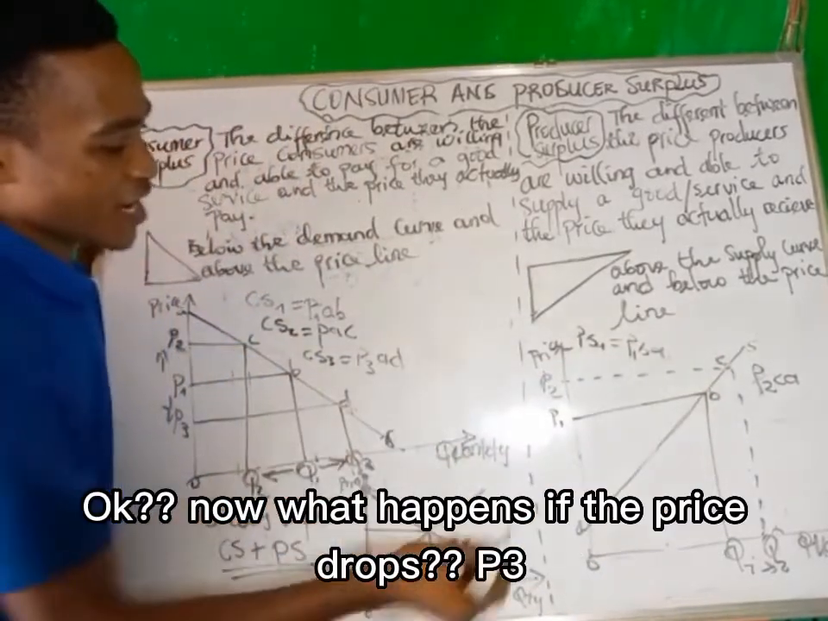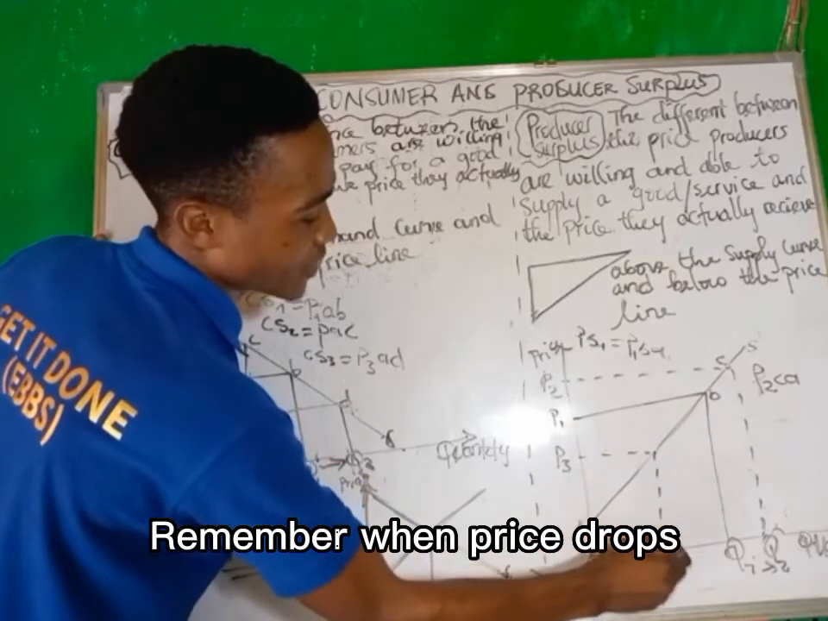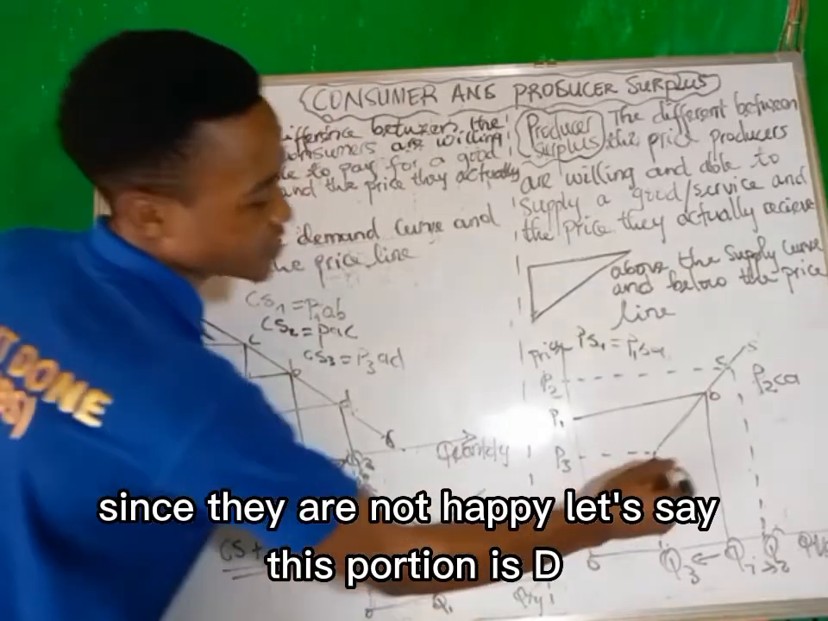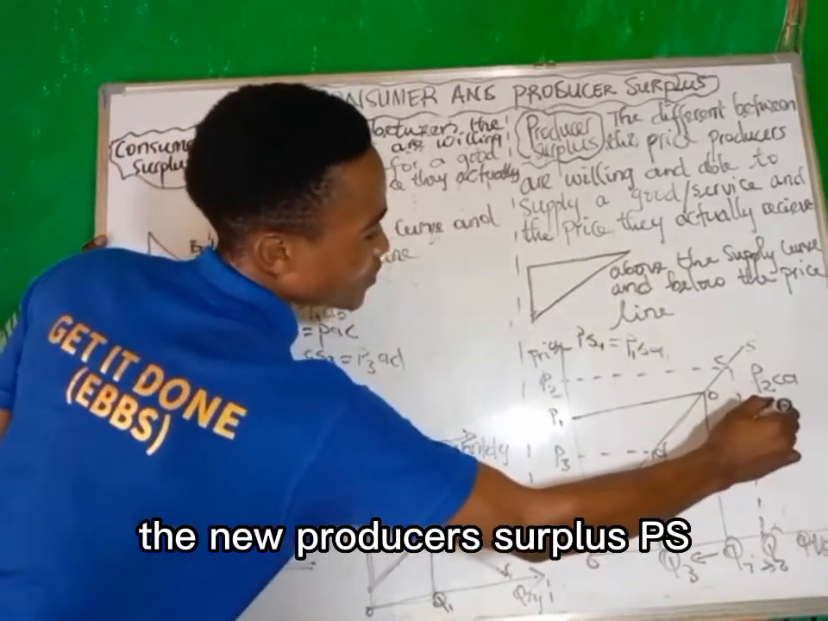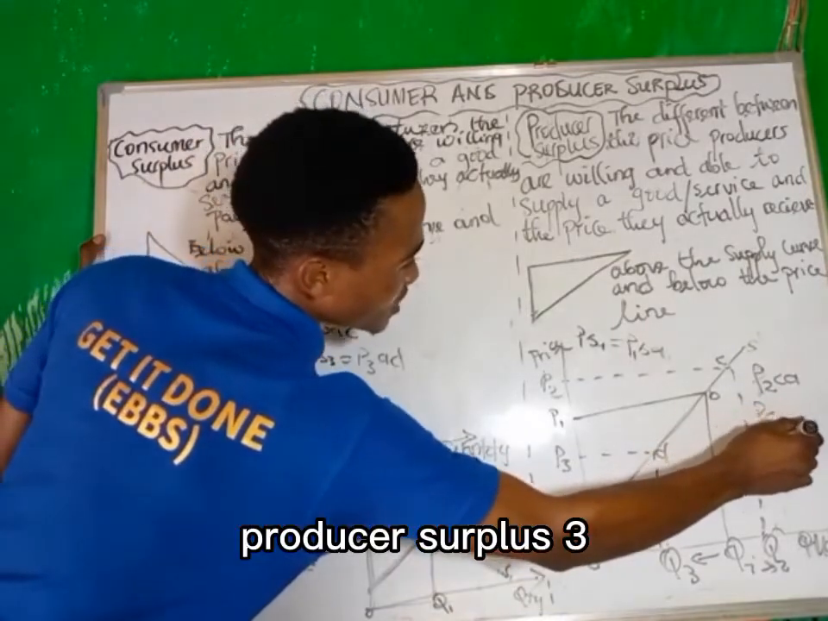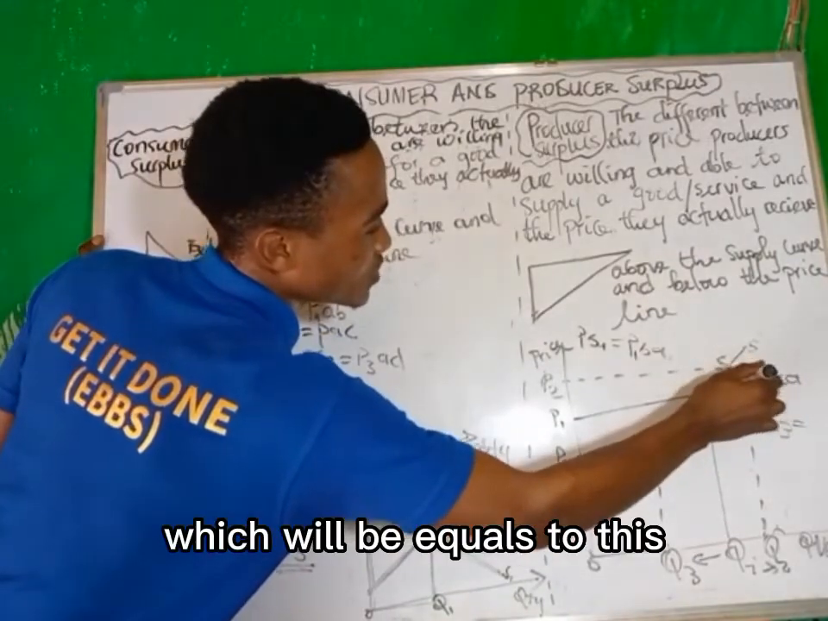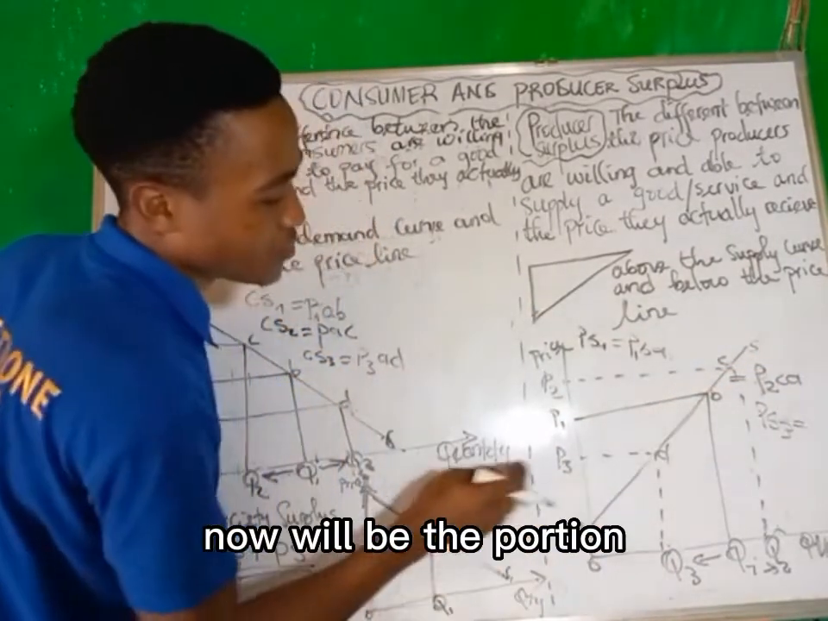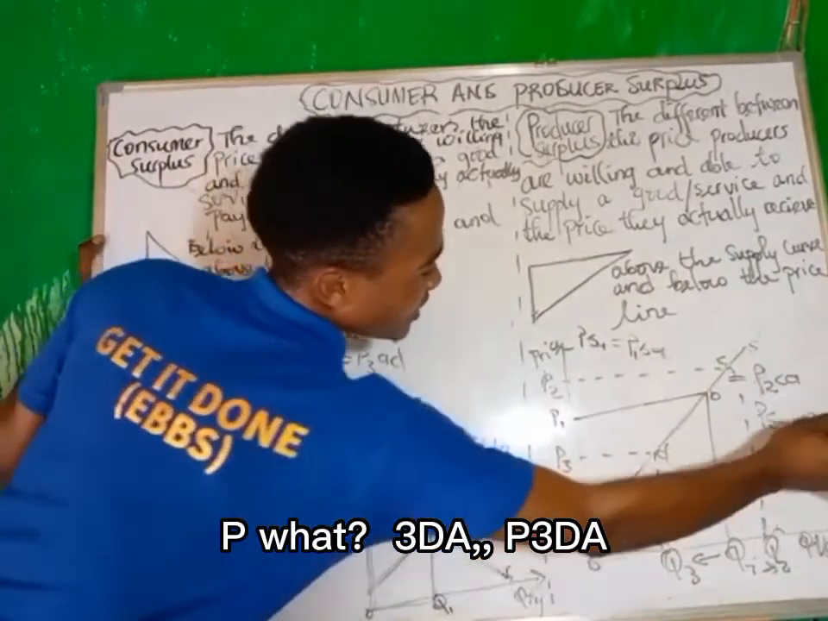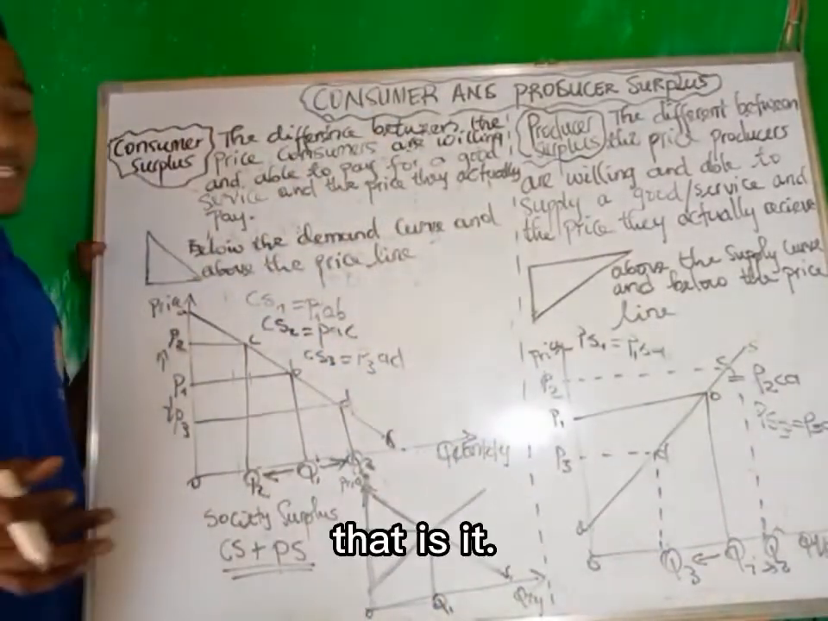Okay. Now what happens if the price drops to P3? Remember, when the price drops, producers are not happy. So since they are not happy, let's say this portion is D. This is producer surplus 2, which will be equal to this. Producer surplus 3 now will be the portion P3DA. Okay, that is it.